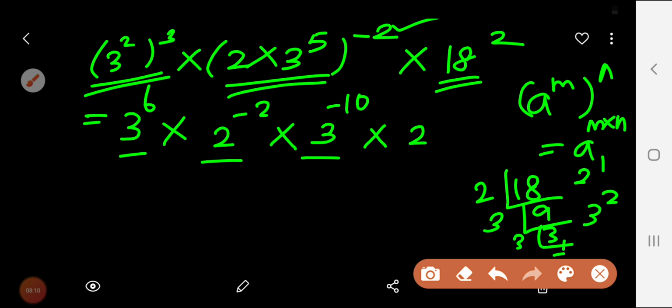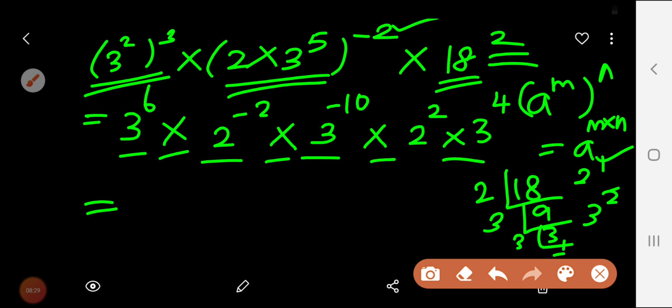Here the power is 2. So if you raise it to the power 2, we get 2 power 2 and 3 power 2 into 2, which is 3 power 4. Hope you understand. Now we have to take the common base and add, because every term is in multiplication. So we take the common bases and then add the powers.